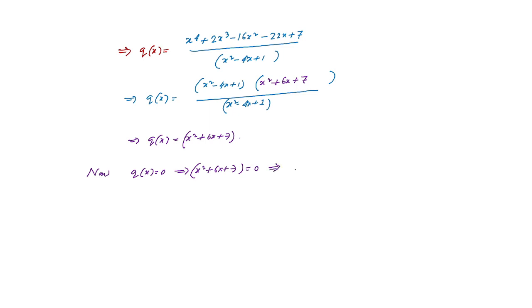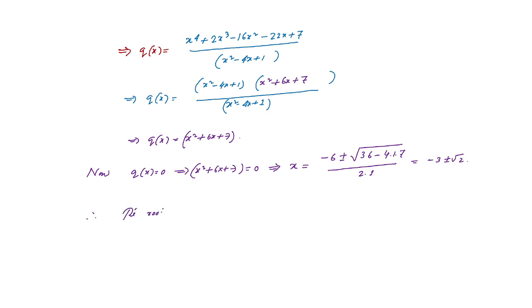That means we apply the Sridharacharya formula. So minus b plus minus root of b square minus 4ac by 2a. So this will be minus 3 plus minus root 2. So therefore, the solution is done.